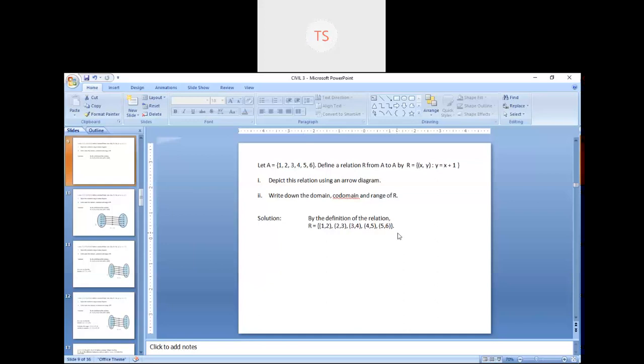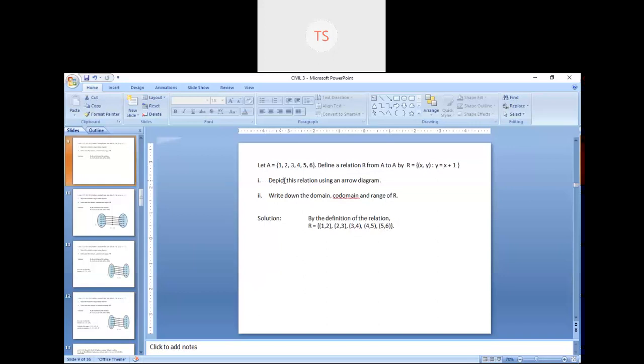Because it is not an element of set A. Yes, because in set A, I have only up to 6. I don't have 7. So if I take that 6, 7, that particular element 7 is not in A. So that's why I cannot take 6, 7. So I have to take up to 5, 6 only. Okay, is it clear? Now these are the elements of this particular relation R.